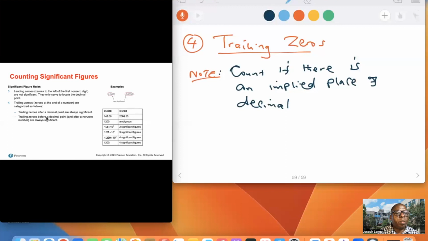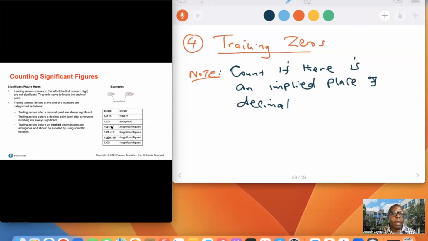Now, trailing zeros before a decimal point and after non-zero digits are always significant, all right? Like here, they do count. Here, they do count. If there is no implied place of decimal, they do not count. This is ambiguous, so be careful when you are given a number. You just say that it's ambiguous if there is no place of decimal.